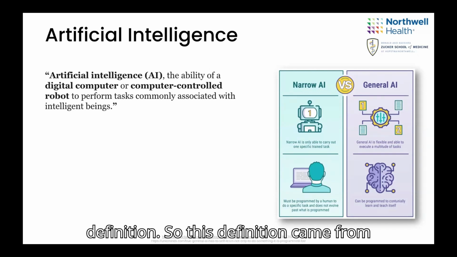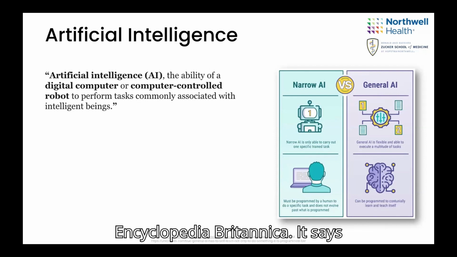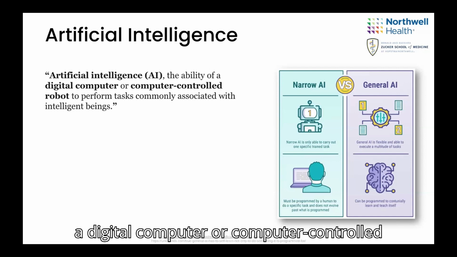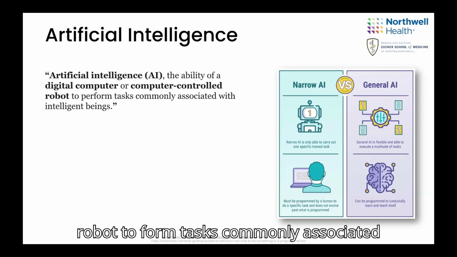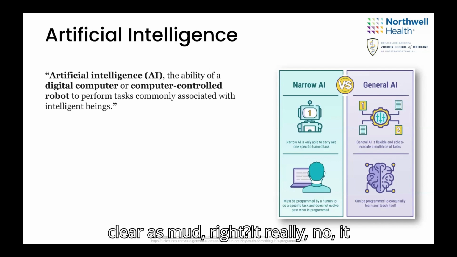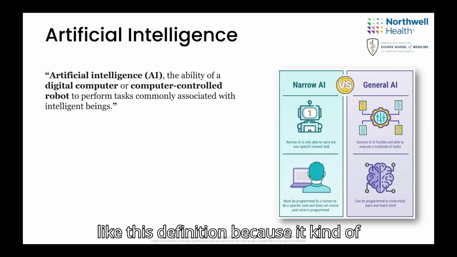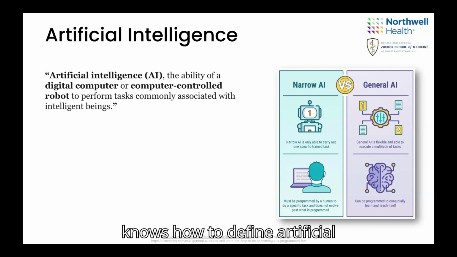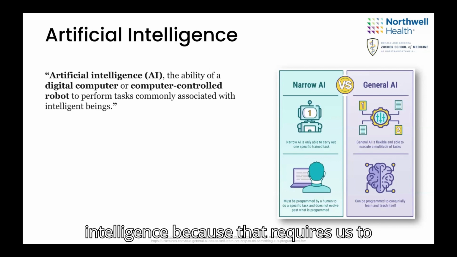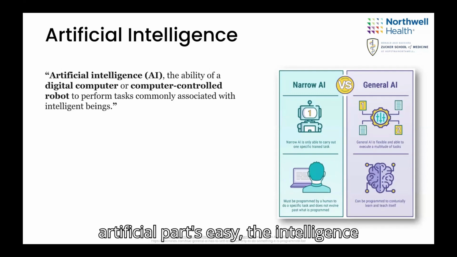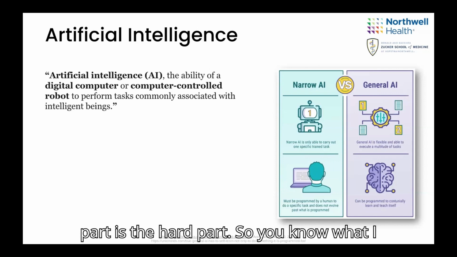I like this definition, which came from Encyclopedia Britannica. It says, artificial intelligence is the ability of a digital computer or computer-controlled robot to perform tasks commonly associated with intelligent beings. So that's like clear as mud, right? It doesn't really tell us. I like it because it brings home the point that no one really knows how to define artificial intelligence, because that requires us to define clearly what intelligence means. The artificial part's easy. The intelligence part is the hard part.